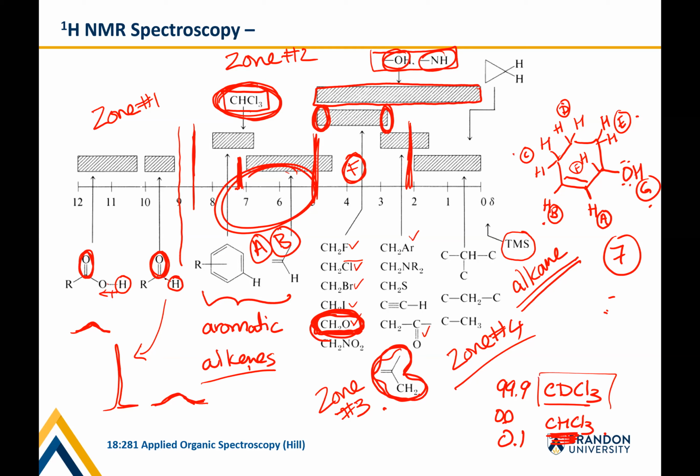But the key point is that aldehydes and aromatic rings have an induced field which de-shields these protons. So that's interesting. The position of the signal is going to tell you about the electronic environment of the protons themselves.